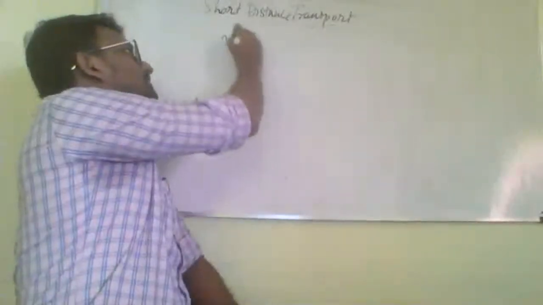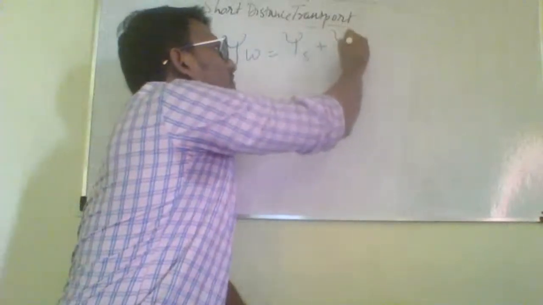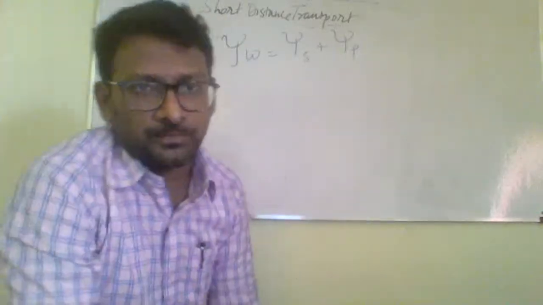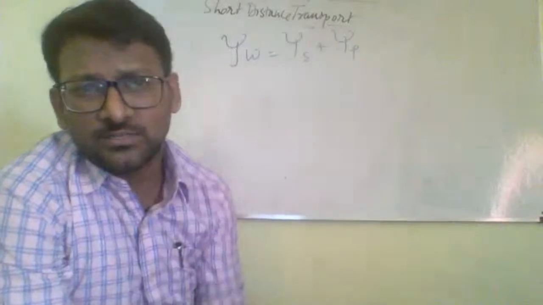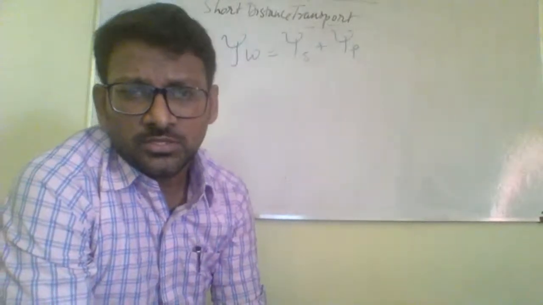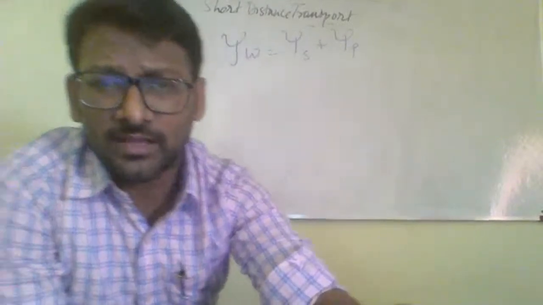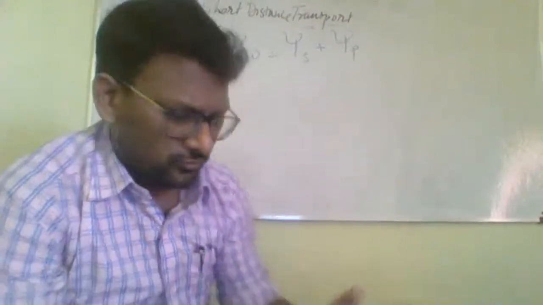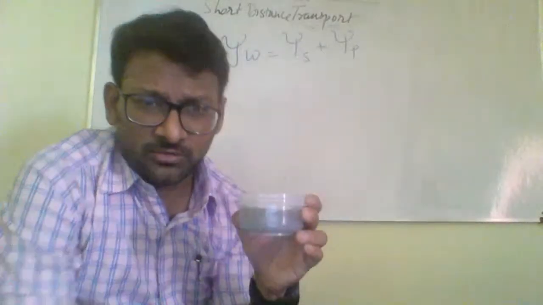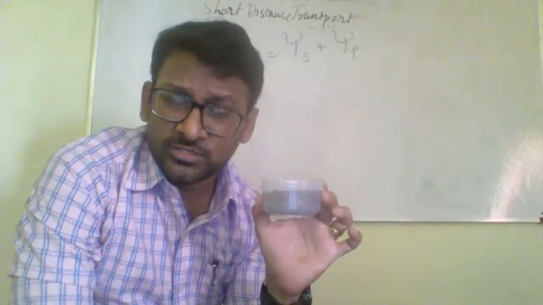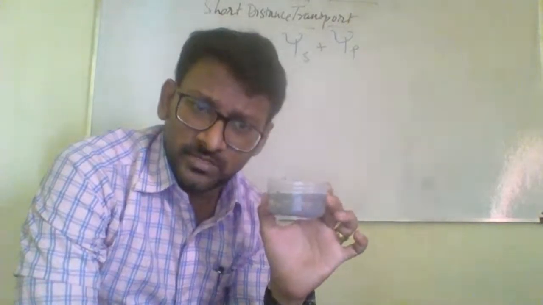That is psi W equal to solute potential plus pressure potential. So now we are talking about the water potential. What exactly does water potential mean? Water potential is, when you have, for example, water that has certain solutes in it, its water potential is very low because it has got solutes in it, right?